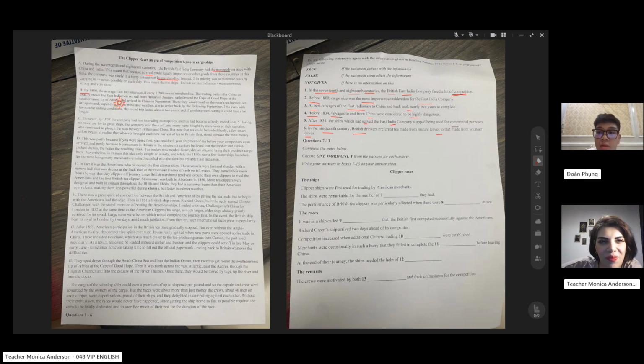I think that it's not given. So why not given? Because I can find.